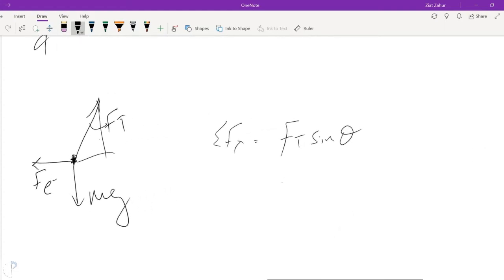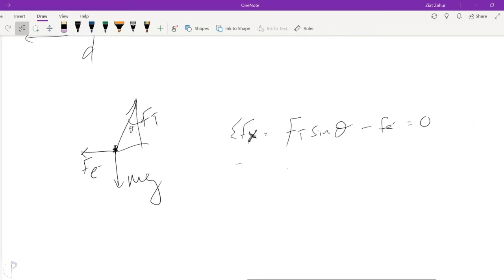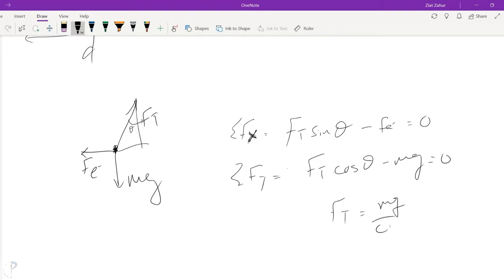So I have the x component is sine of theta, right? Because theta is up here. Minus the electric force is equal to 0. In the y-axis, we have tension times cosine of theta minus mg equals 0. So we can solve for the tension force. Tension is equal to mg over cosine theta.